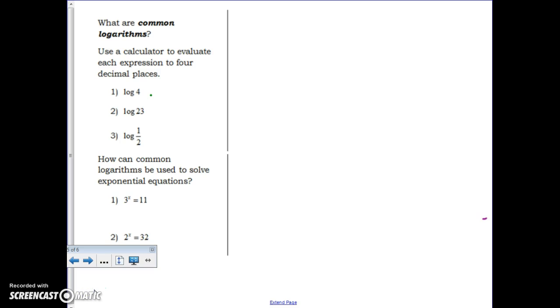This you should write on the back of your notes. There's not one already filled out for you, so turn it over to the blank part of your notes and copy this down. This is just stuff I thought you might like to see. We'll talk about it later, but common logarithms are when you don't see a number in the base. So if you saw problems 1 through 3, you would just read log 4, log 23, log 1/2. A common log is when you have log base 10. So log base 10 of 4 is the same thing as log 4.